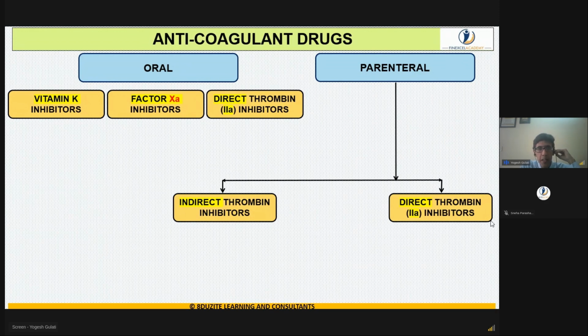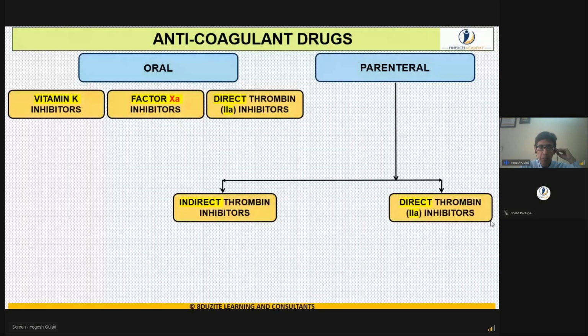So now it is easy. In oral, we have 3 groups: vitamin K inhibitors, factor 10A, factor 2A inhibitors, 10A and 2A separately. In parenteral, they are all 2A, but there is indirect thrombin and direct thrombin. Thrombin is factor 2. Just remember, thrombin is factor 2. Now we will look at drugs in each category.